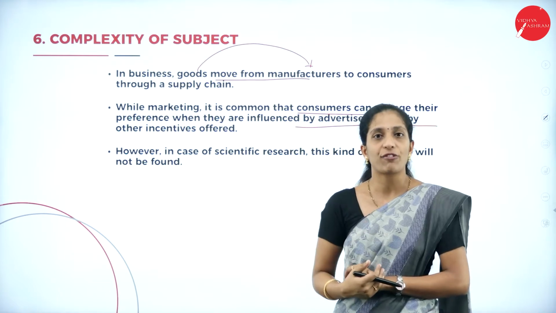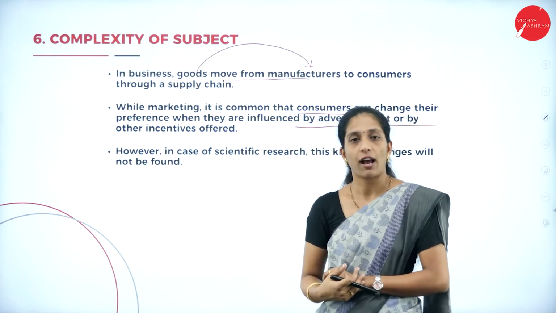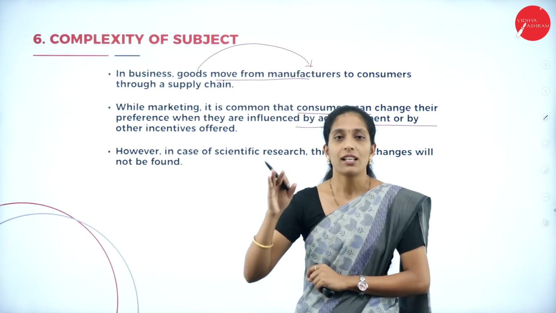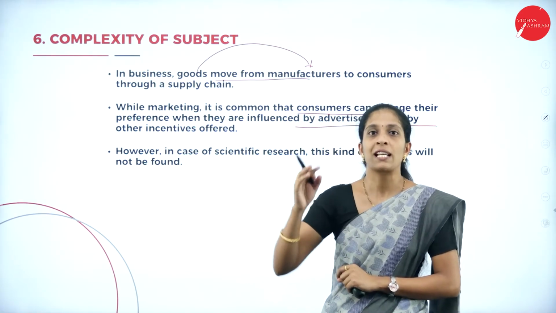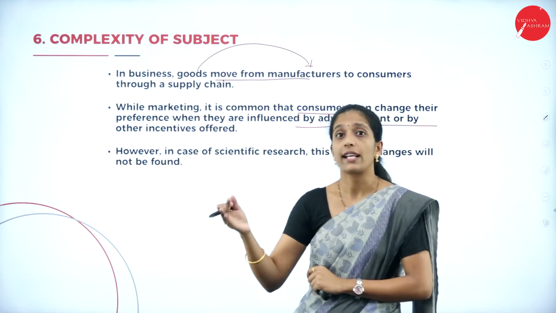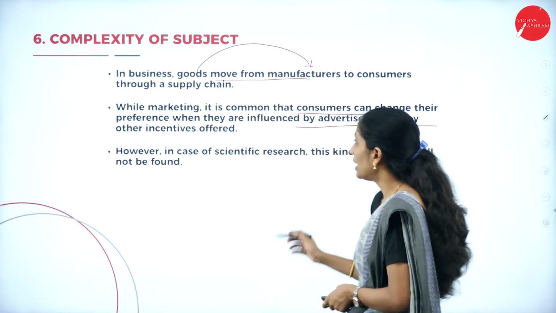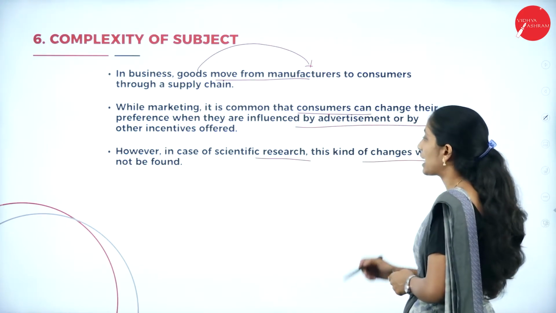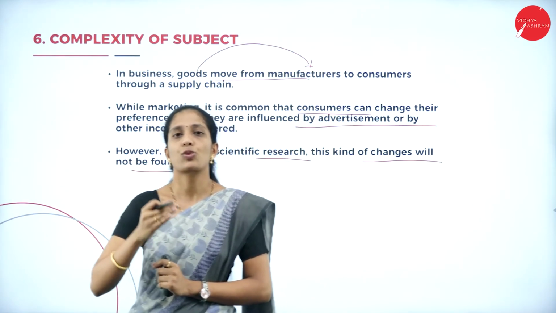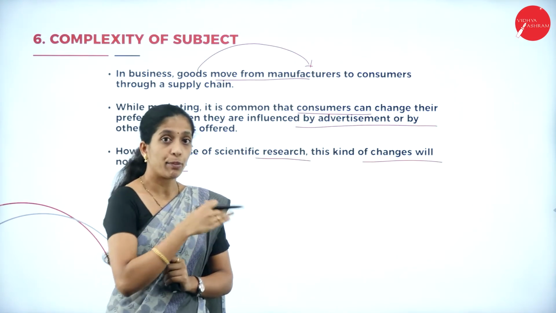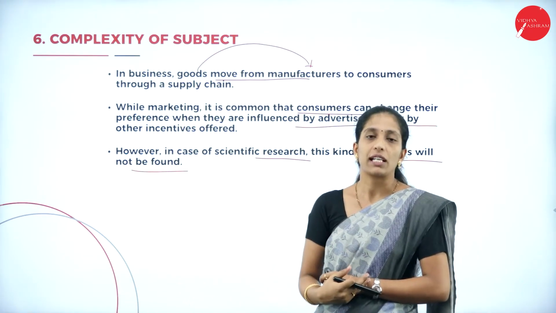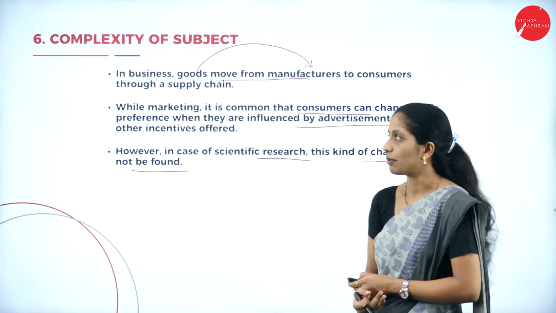So there may be a demand for a particular product and the organization has produced that product in bulk. But we can't tell that the demand will be there for a longer period of time. So it keeps on changing. The consumer may shift his demand to any other product. However, in case of scientific research, this kind of change will not be found. In scientific research, changes will not happen frequently, but in business research, these types of changes will happen frequently because of the behavior of the consumers.